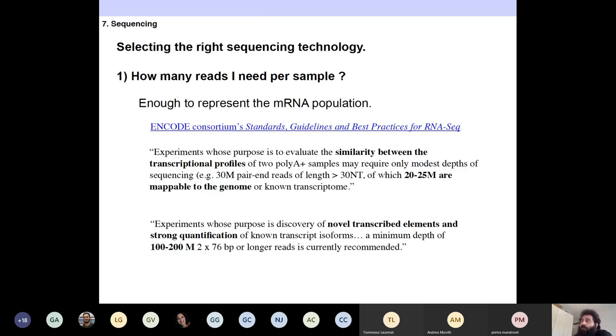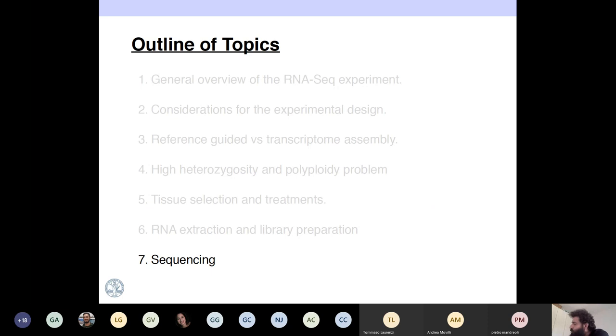Last part, sequencing, and I will finish the class. And then if you have questions, you have to submit the question just after the break, okay? Because I need to go for this exam.